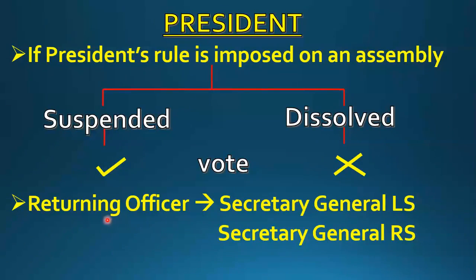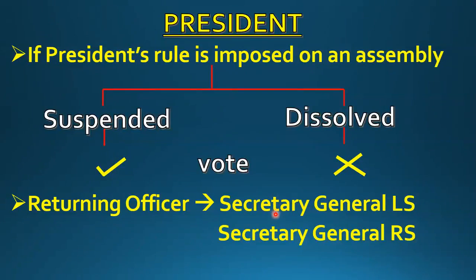As you can see on the screen, the Secretary General of Lok Sabha and the Secretary General of Rajya Sabha are the returning officers in the election of the president as well as the vice president. Okay, so the Secretary General Lok Sabha and Secretary General Rajya Sabha become the returning officer in the elections of president as well as vice president. Now friends, turn by turn they both become the returning officer. Okay, so they become returning officer alternately.